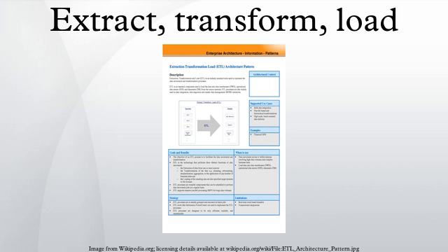The disparate systems containing the original data are frequently managed and operated by different employees. For example, a cost accounting system may combine data from payroll, sales and purchasing.